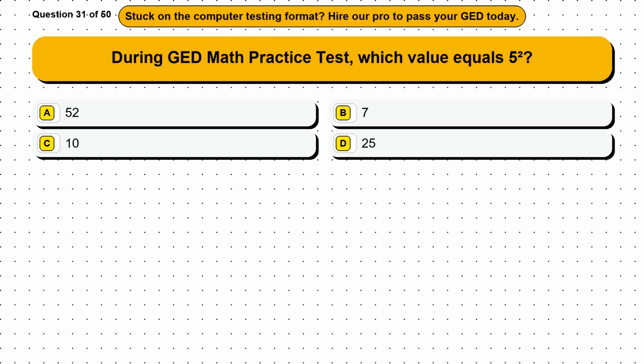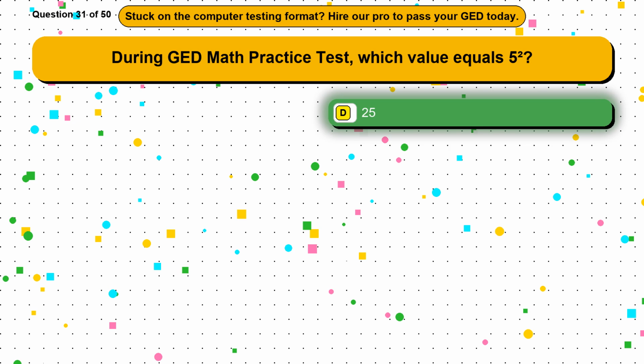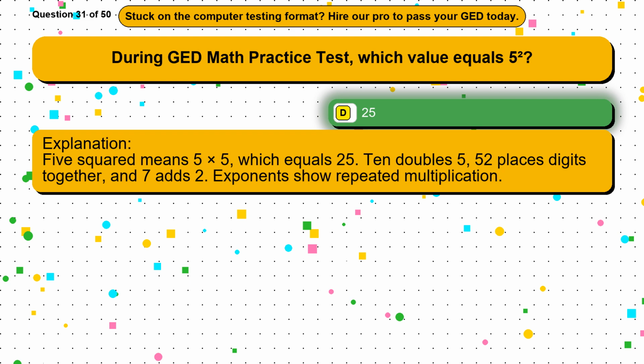Question 31. During GED Math Practice Test, which value equals 5 superscript 2? Option A, 52. Option B, 7. Option C, 10. Option D, 25. The correct answer is option D, 25. 5 squared means 5 times 5, which equals 25.